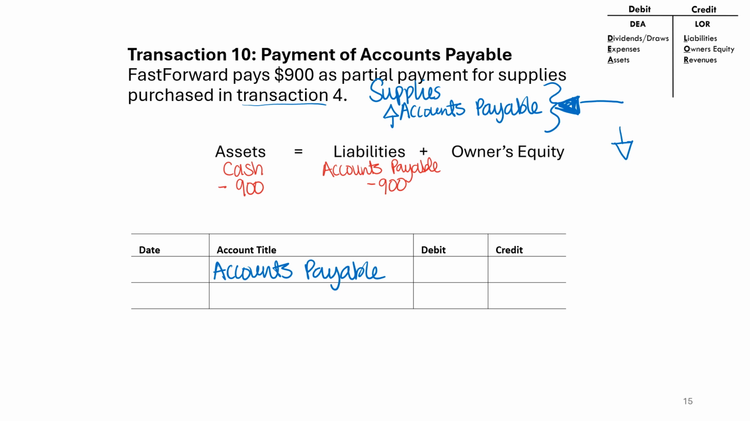Another way you can look at that is accounts payable is a liability account. You are decreasing a liability account. Liabilities are increased with a credit, which means they are decreased with a debit. So debit accounts payable. They're paying that in cash. Anytime cash decreases, because it's an asset and assets decrease with a credit, you credit cash, and the amount is $900.